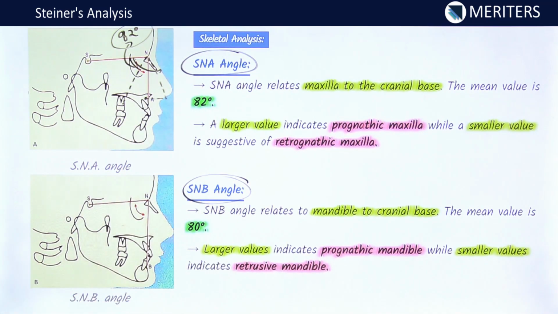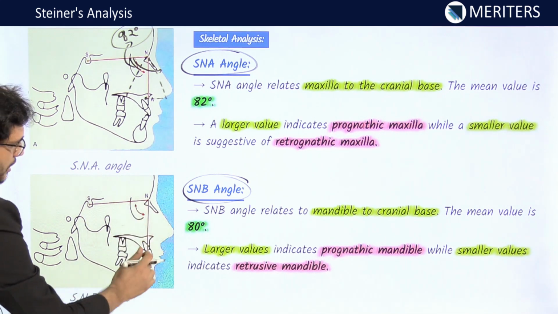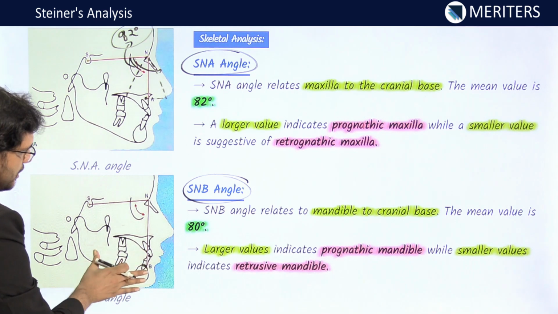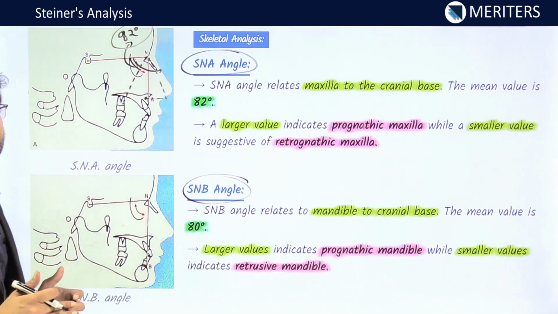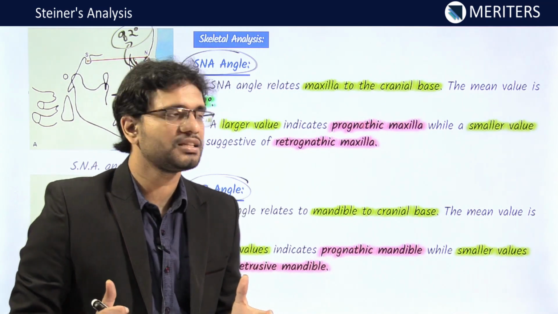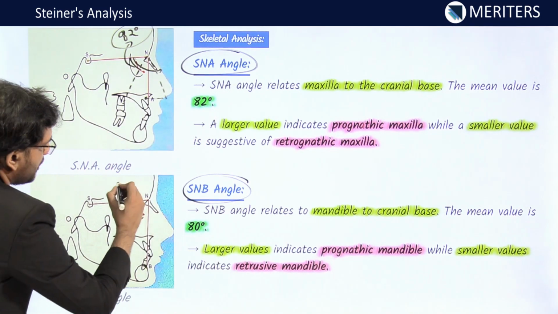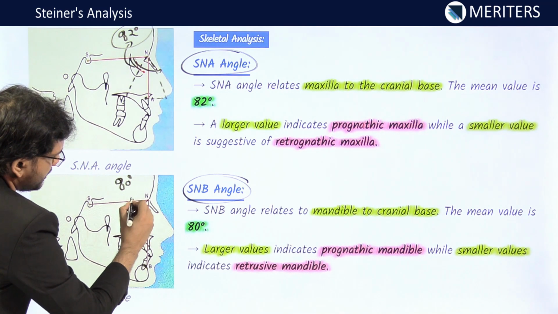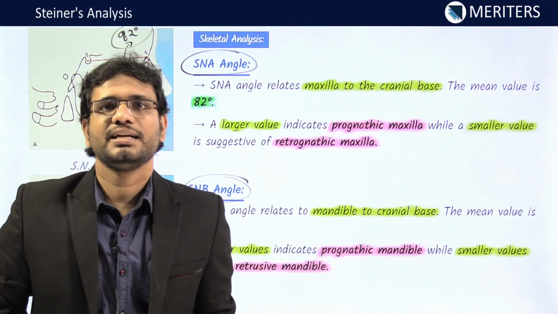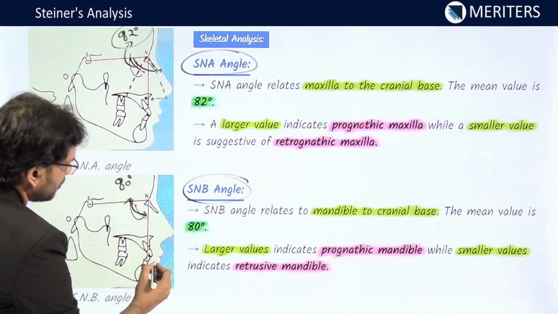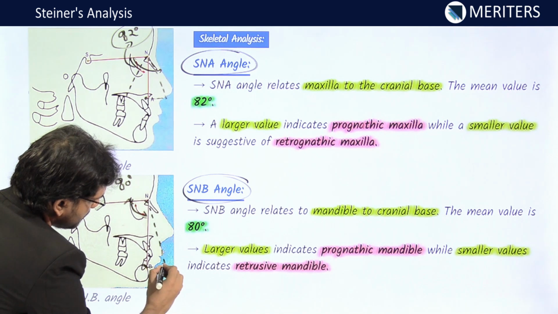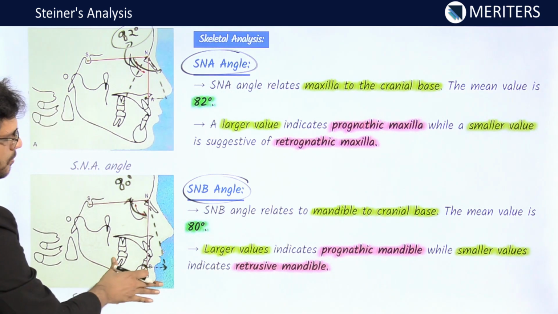Now in the SNB angle, the S, N and B is present on the mandible. So that will be telling you the relationship of the mandible with the cranial base. So this one also, if the angle is larger than the normal, what is the normal value first? 80 degrees is the value of this particular angle. Now if it is more than 80 degrees, then that simply means that the mandible is coming forward. That means the mandible is prognathic.